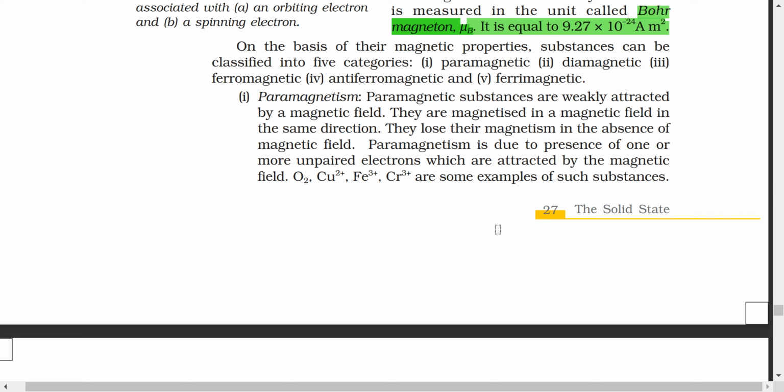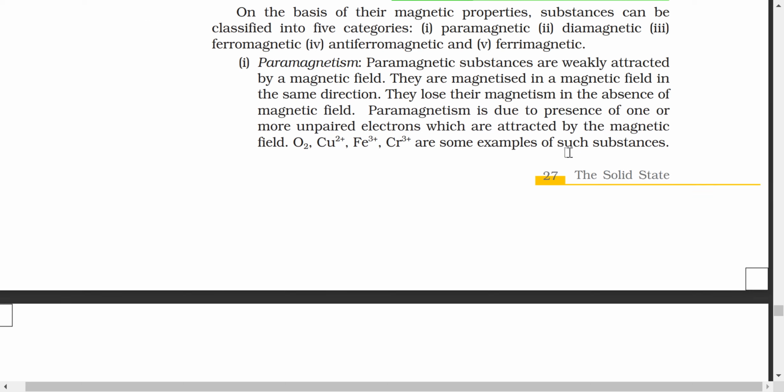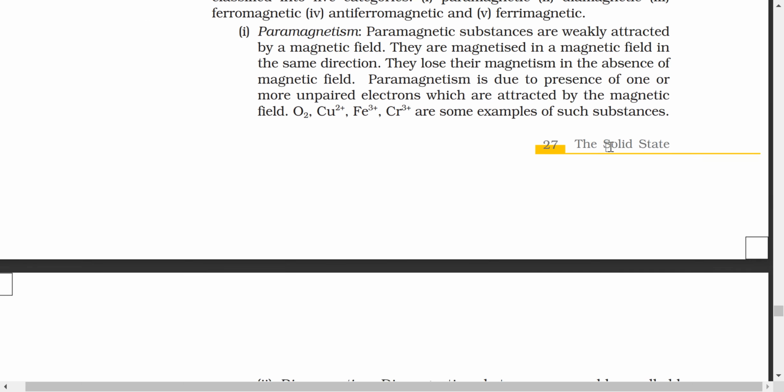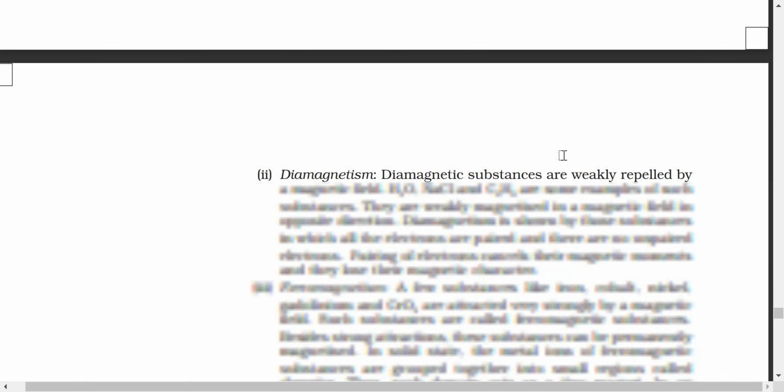ठीक है, paramagnetism basically weakly attracted by a magnetic field. They are magnetized in the magnetic field in the same direction. They lose their magnetism in the absence of magnetic field. Paramagnetism is due to the presence of one or more unpaired electrons which are attracted by the magnetic field. तो यहाँ पे examples दिए हैं of such substance.